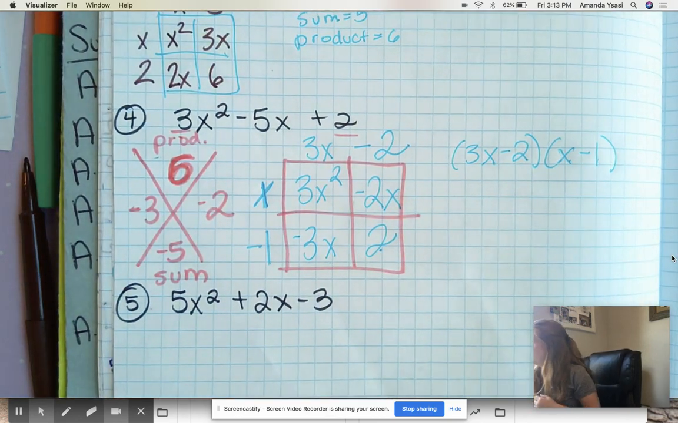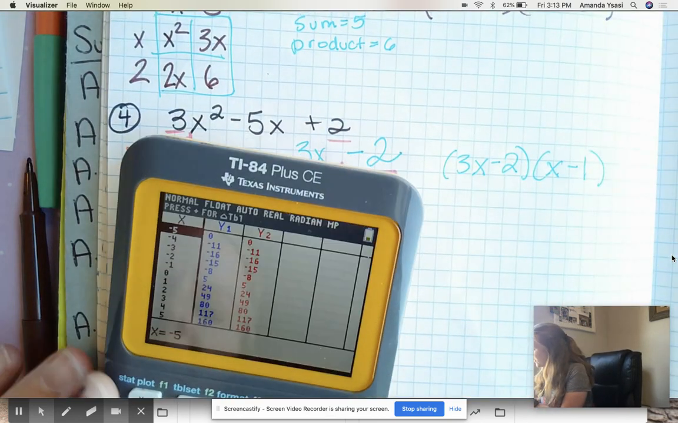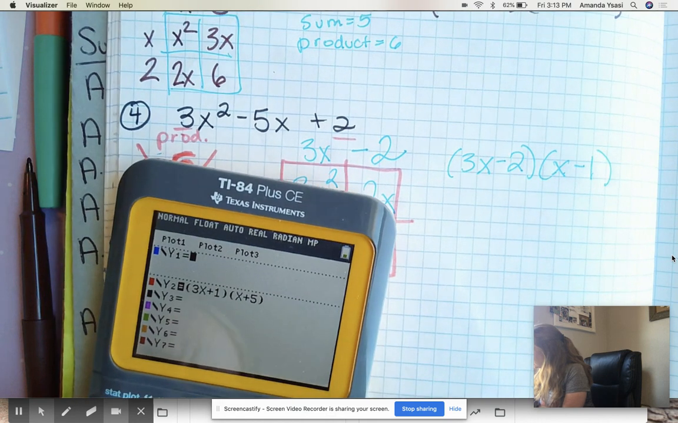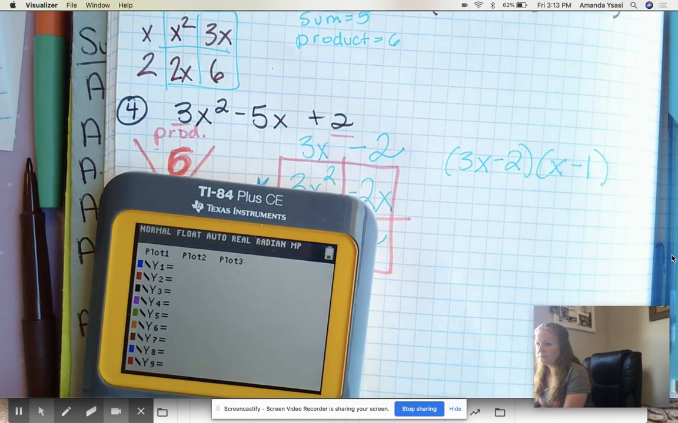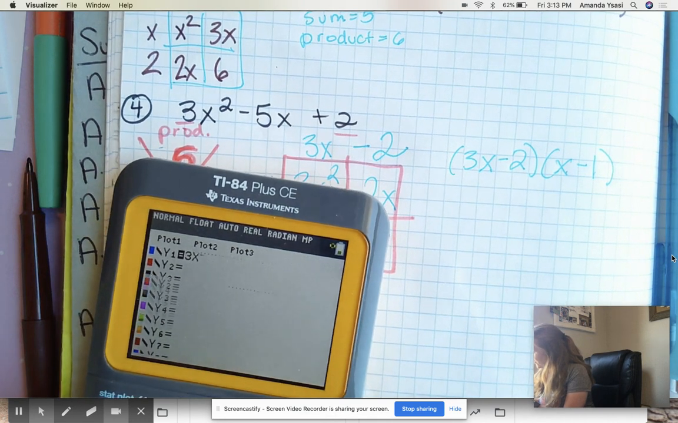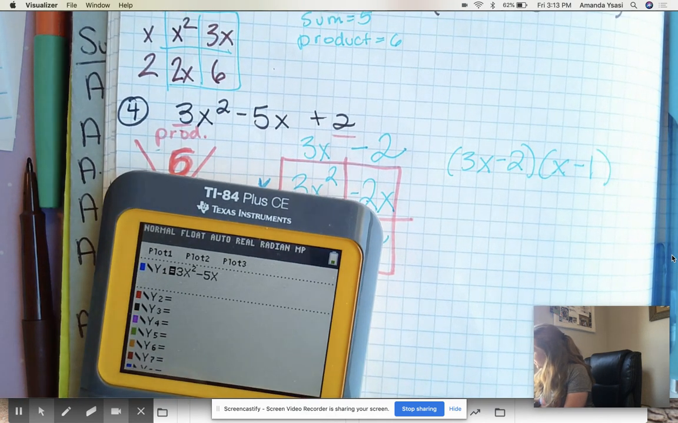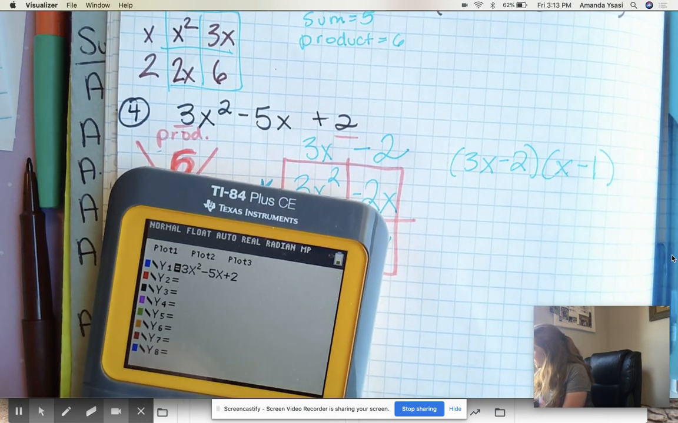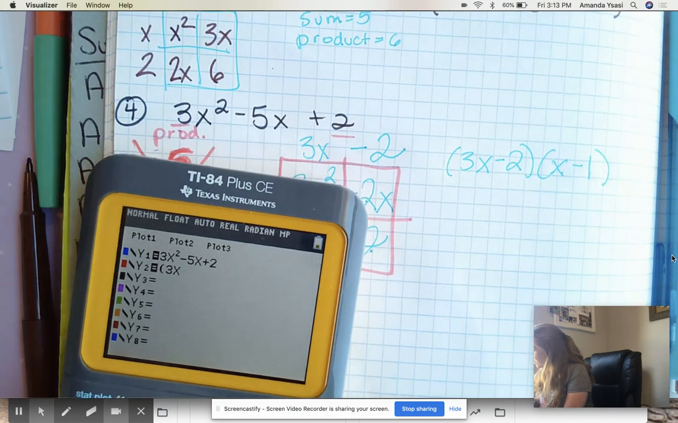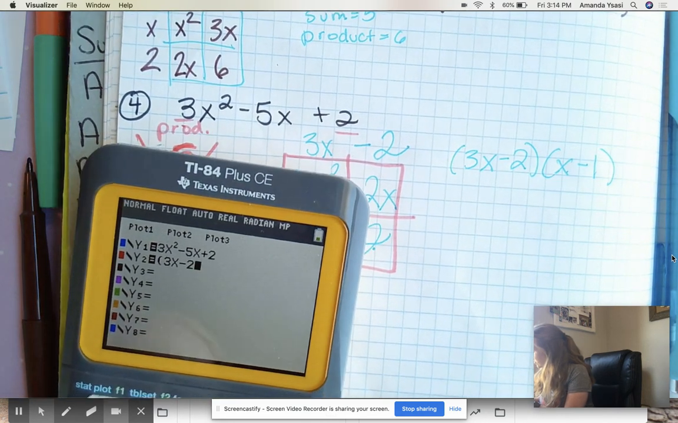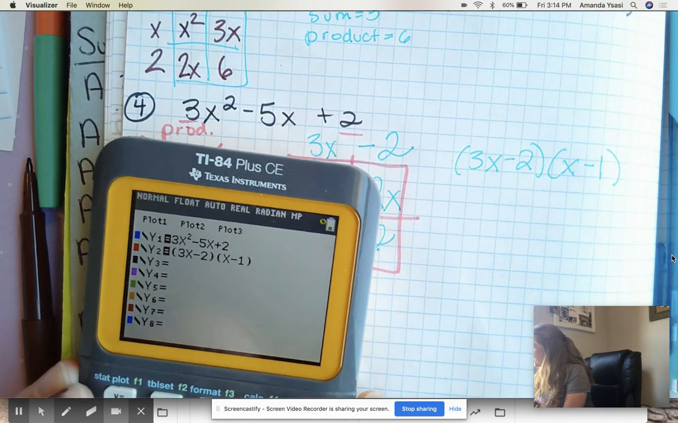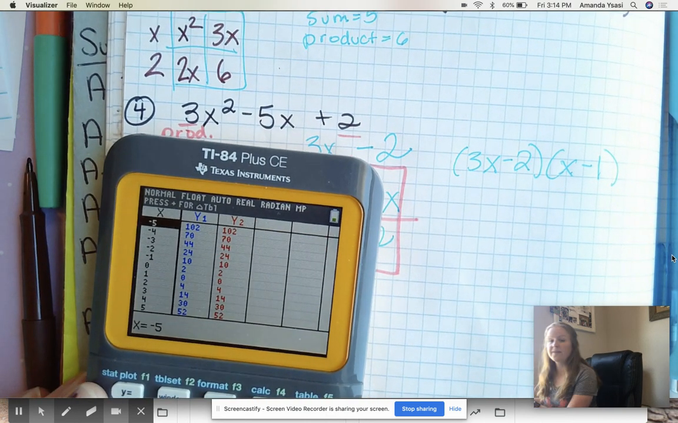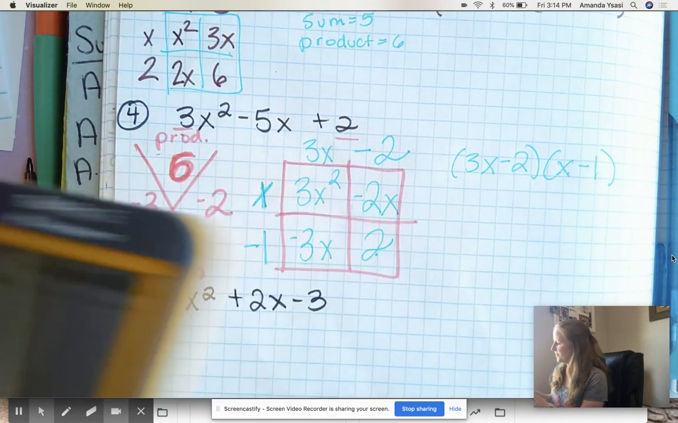And you'd want to check that in the calculator. So let's go to, we have 3x squared minus 5x plus 2. And then 3x minus 2. And then x minus 1. Okay, and they match up, so it's good.